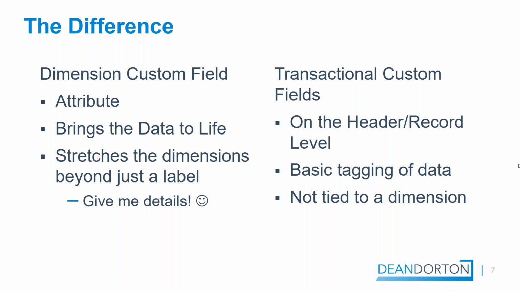The other option we have is a transactional custom field. So the transactional custom fields are the ones that we would put onto the header or the record level of the transaction. So when I mentioned putting a custom field onto like an AP bill, for example, that is going to be happening on the transaction. We would be entering that information on the AP bill as opposed to inside of the dimension, which is being populated later. This is a way that we can tag the data.